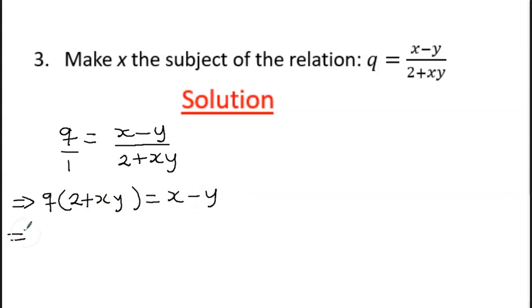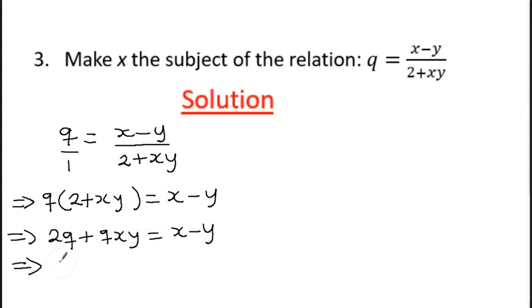So let's expand this by removing the bracket. Q times 2, we have 2Q. Q times xy, we have Q xy, which is equal to x minus y. You want to make x the subject. So we have a term in x here on the left hand side. We have another term in x on the right hand side. So as we always say, you group the like terms, you put them together.